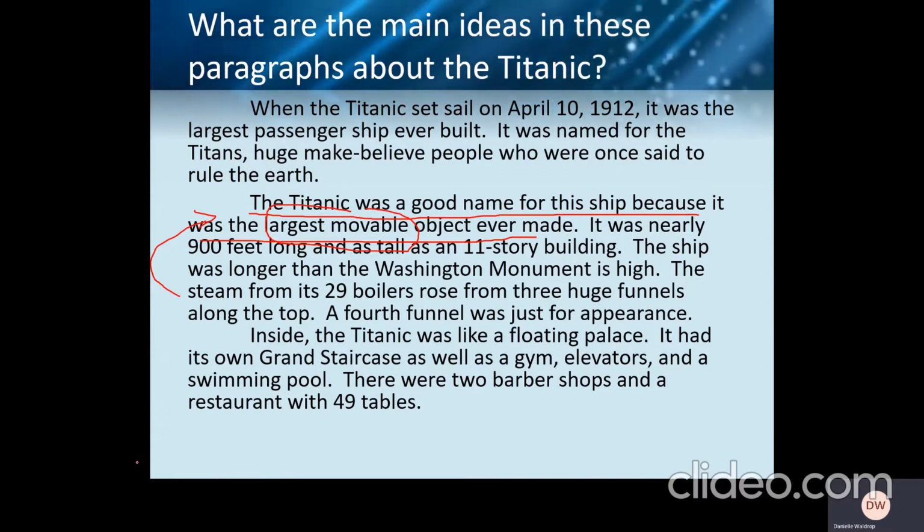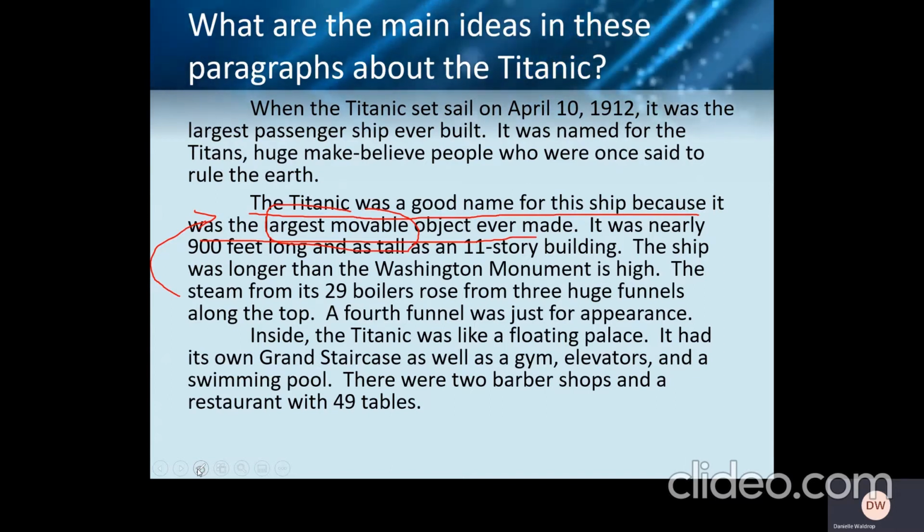Okay, one of the details was that it was nearly 900 feet long. Good, it was as tall as an 11-story building. That means if you went into a building and you got in an elevator, you'd have to ride up 11 floors to the top of that building. That would be a very tall ship. What's another detail?